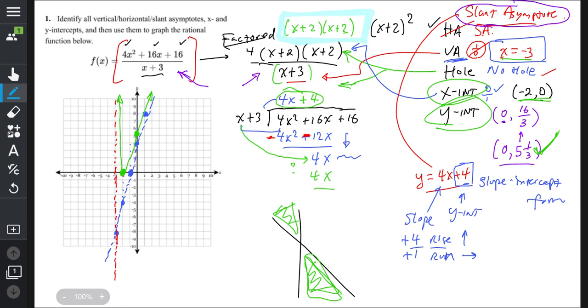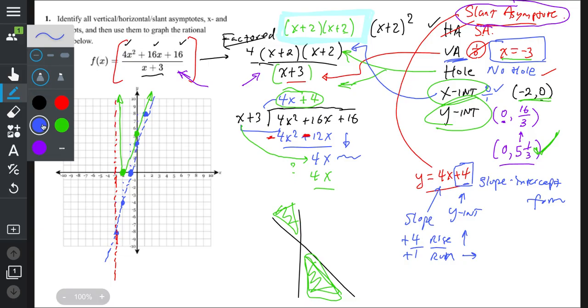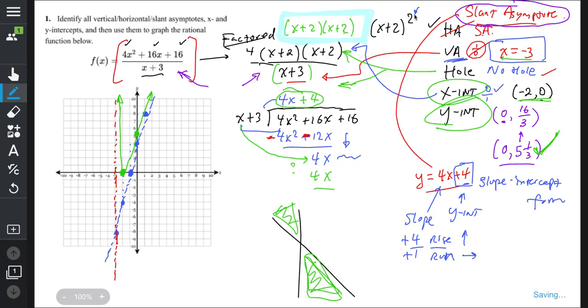Right? And we know the characteristics of a factor that has a power of 2. There's a bounce. Had there been a power of 3, this would be a wiggle. But once, it's a cut through. The power of 1 is a cut through. In any case, that's the graph.